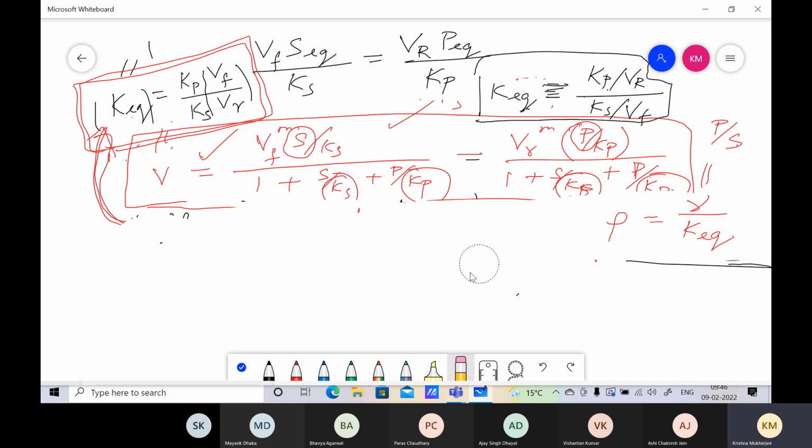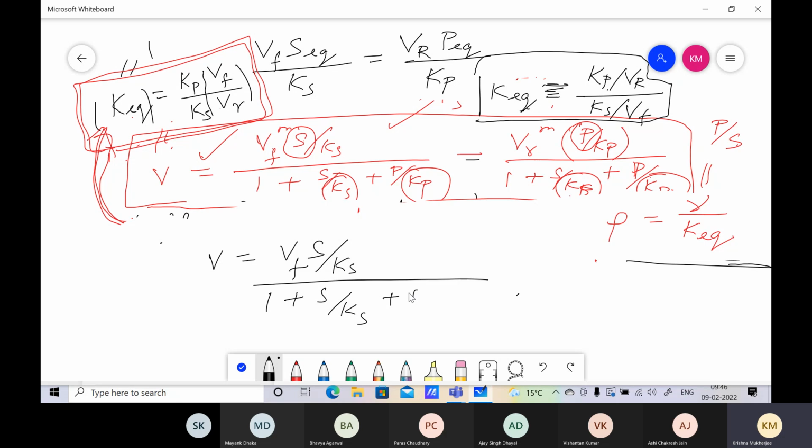So now you can see that V is equal to Vf S upon Ks divided by 1 plus S by Ks plus P by Kp, into 1 minus rho. Notice this is like competitive inhibition kinetics, because I can simply divide by 1 by Ks and get the same formulation, where P acts as the inhibitor.